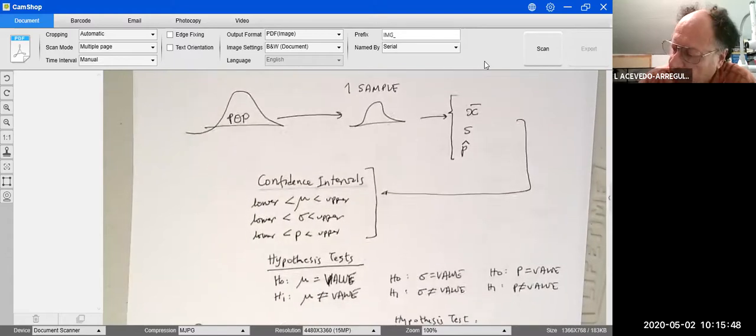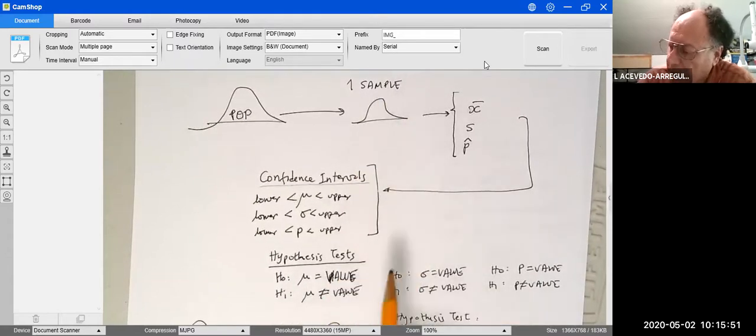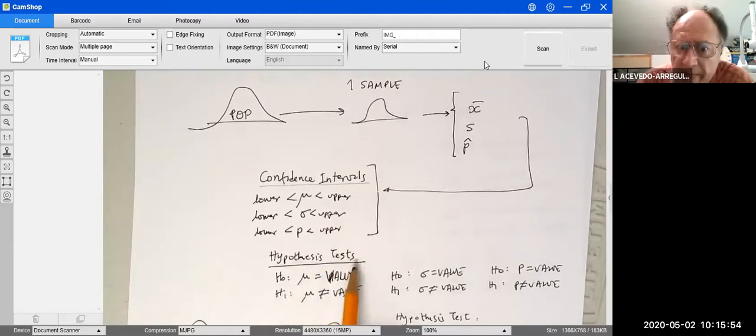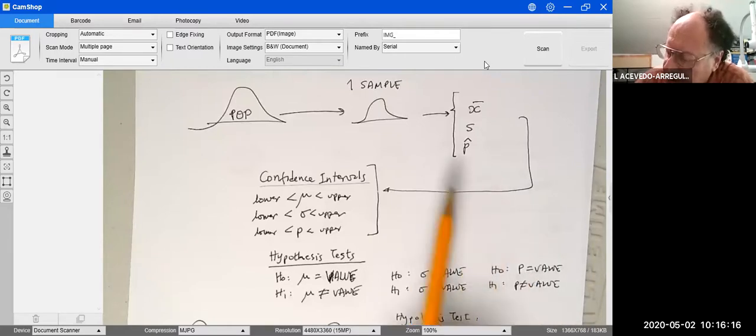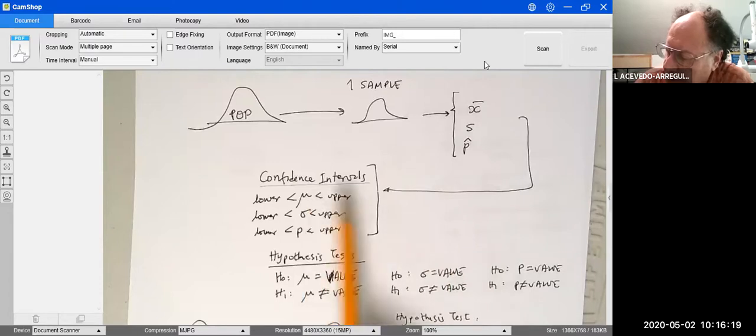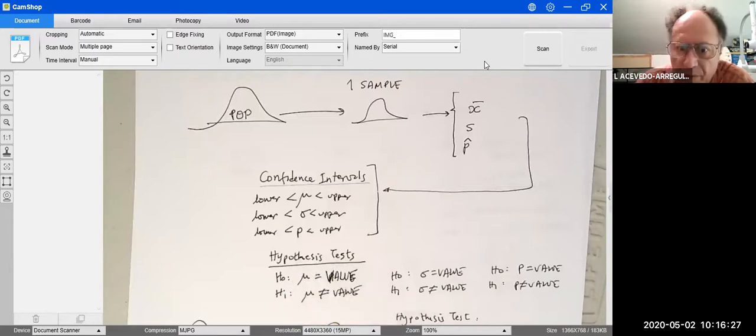Another thing that we did with one single sample was hypothesis testing. For example, we tested whether the mean of the population where the sample came from was equal to a given value, or was different, or greater than that value, or less than that value. And we did a similar test for standard deviation or for proportion. So we use one single sample to learn about the population and also to verify hypotheses, assumptions about the population.